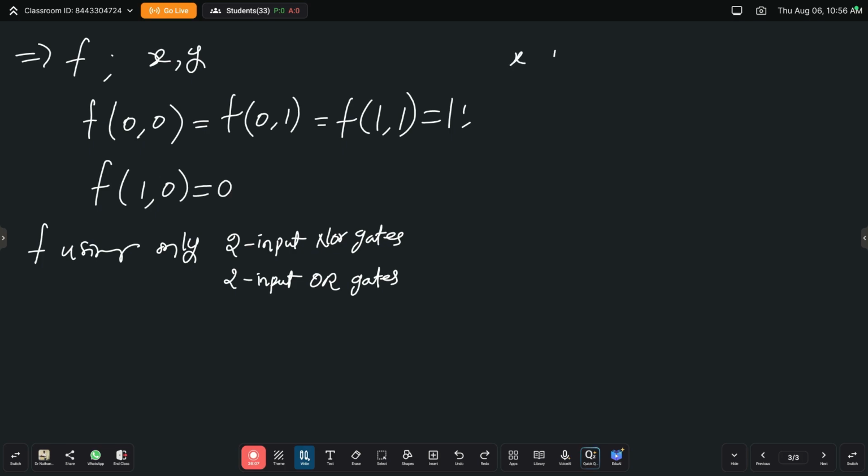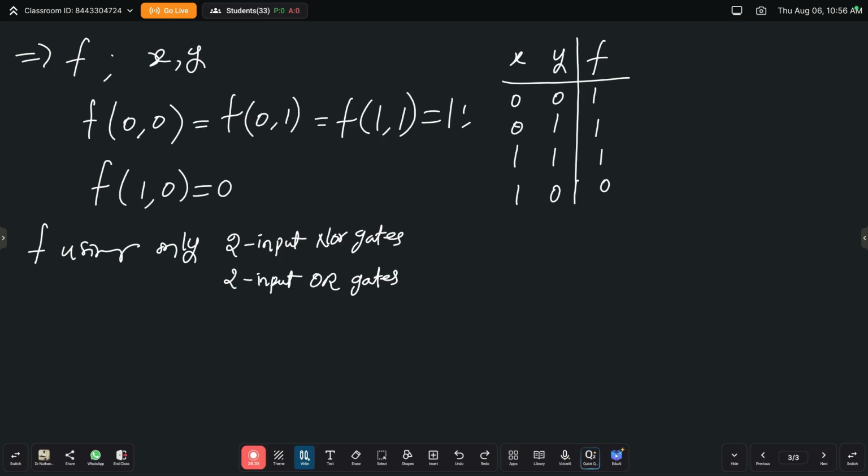So x, y. Then what is the output? F. Yes or no? They clearly mentioned 0, 0, 1; 0, 1, 1; 1, 0, 0; 1, 1, 1. So you write the same. Only in the case 1, 0, the output is 0.